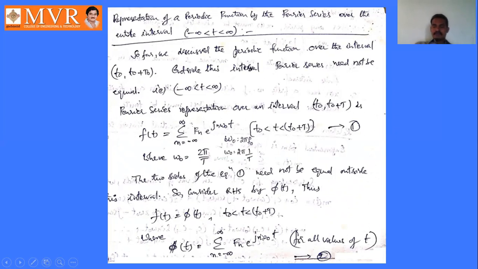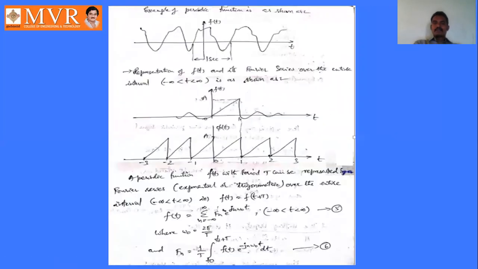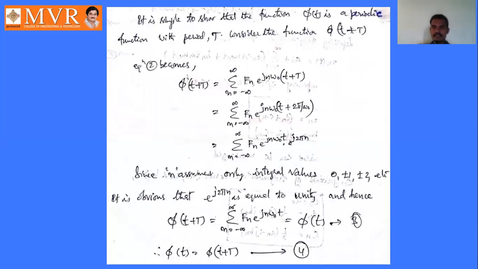First of all, we have to show that phi of t must be periodic. What is the condition for showing periodicity for any signal? It should satisfy the condition phi of t is equal to phi of t plus T. So first of all, we will analyze phi of t plus T. So phi of t plus T is this one. Expand this one, and you get sigma n equal to minus infinity to infinity Fn into e power j n omega naught t into e power j 2 pi n. N takes integral values, so that it will become e power 0, so that its value is 1.